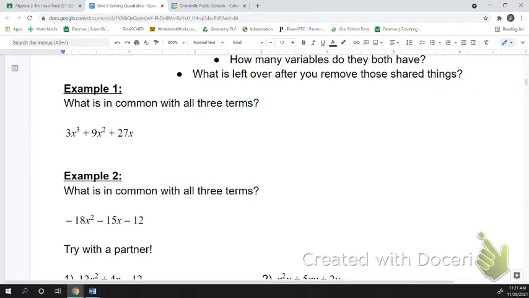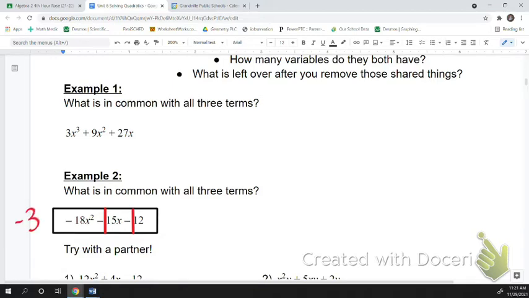Pause a sec. Number 2. What is in common with all 3 terms? They all have a 1 in front of it. And they're all negative. So let's factor out a negative. What else? 18, 15, and 12. Are those all divisible by something? 3. So let's factor out a negative 3.